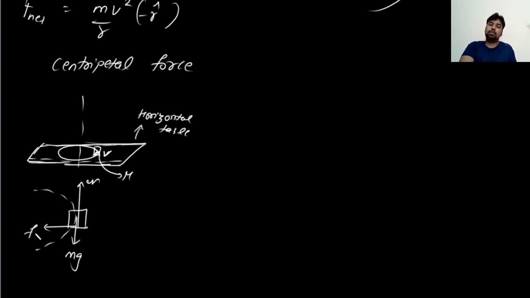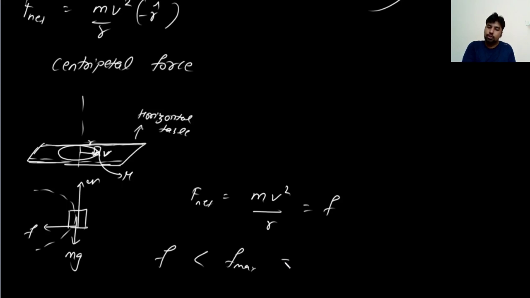So if I draw the friction value, what will I write? This net force should be equal to the centripetal force, m v square by r, let's say the radius is r. Now, this has to be equal to f, right? For the particle to go circular, this friction applied on the particle should be less than the maximum value of friction, which is mu into N, which is mu into mg.